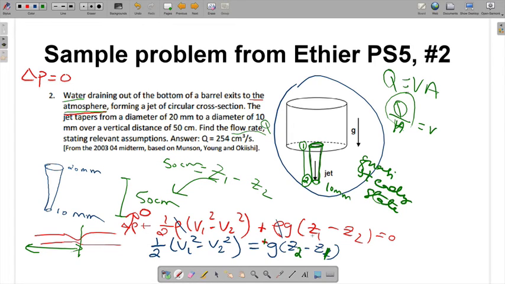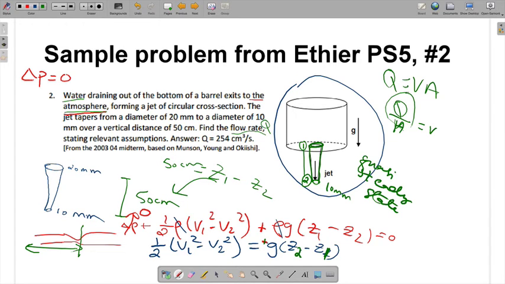And the other awesome thing is we have 50 centimeters right here. We already were told what the vertical distance is, so we don't even have to solve for z1 and z2. That's awesome. G is just gravity. We already know that. Okay, so your V1 and V2. What do we plug in for those? Because if you look in the question, they don't tell you V1 is this and V2 is that, right?